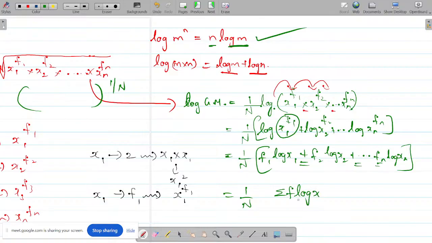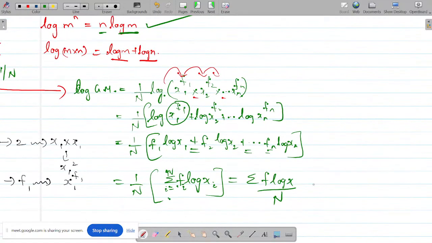Actually, we have to take fi log xi, i equal to 1 to n, 1 to capital N. So shall I write this as summation f log x divided by n? This is nothing but the logarithm of the geometric mean. Do you agree? Now see this formula alone.